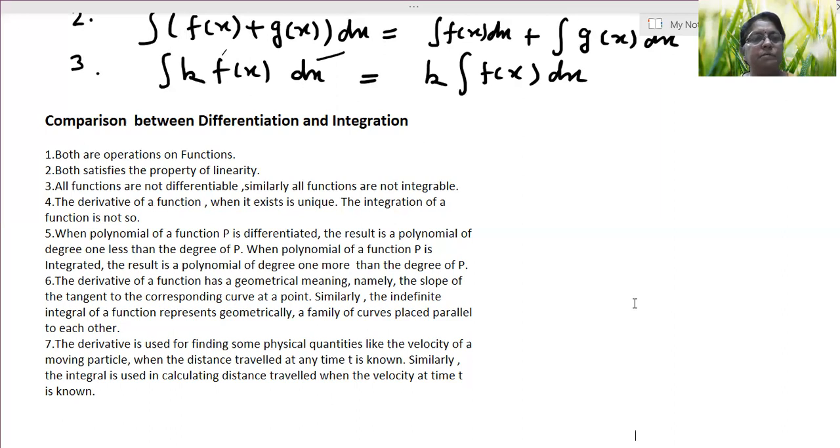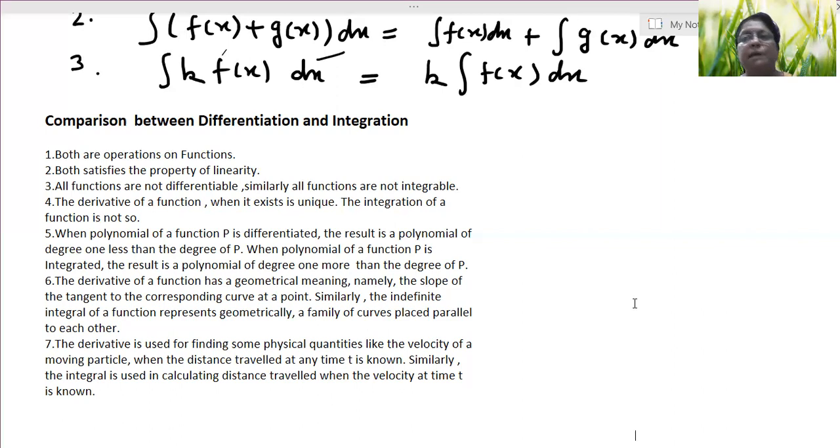Now, last property but not the least: the derivative is used for finding some physical quantities like the velocity of a moving particle when the distance traveled at any time t is known. Suppose the distance traveled by a particle at any time is given, say s, then ds by dt will give you the velocity of the moving particle. Similarly, the integral is used in calculating the distance traveled when the velocity at time t is known.